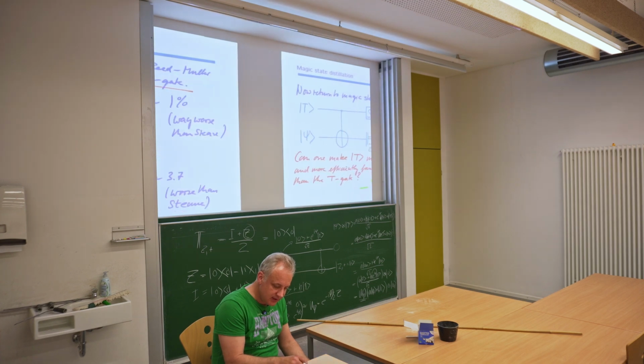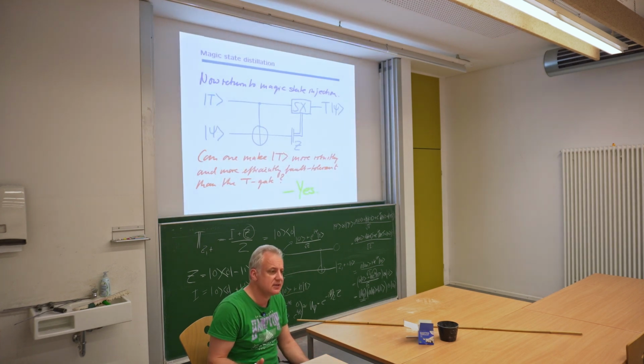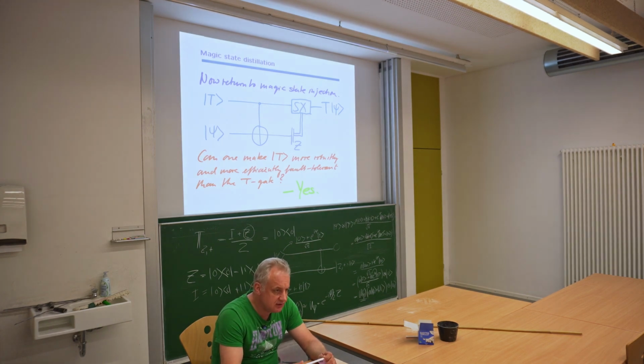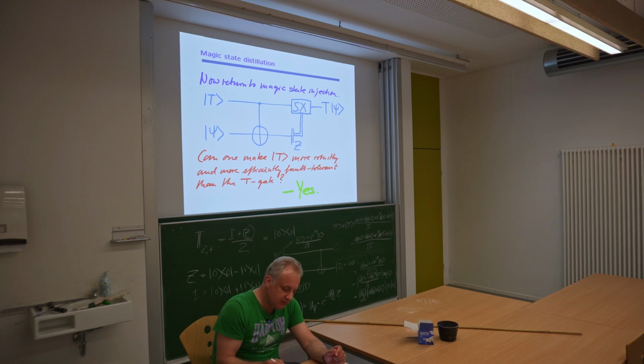Okay, so that was it for the circuit side. And now we are asking, what about magic state injection? Does magic state injection help us with this? And it actually does. The question is, can you make the T state more robustly and more efficiently in a fault-tolerant fashion than the T gate? And the answer to that is yes.